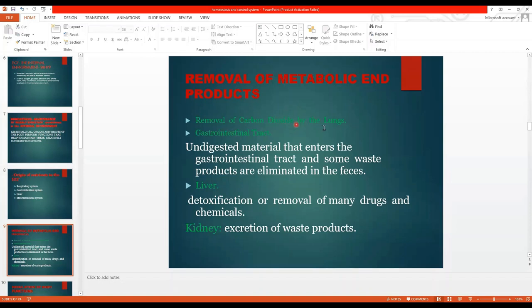So we remove this carbon dioxide through the lungs in exchange for oxygen. Next is the GIT tract. Undigested material that enters the GIT tract and some waste products are eliminated through feces. The liver detoxifies or removes many of the drugs and chemicals. The kidney excretes many waste products through urine.